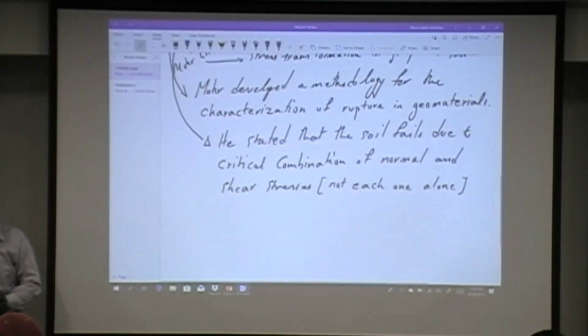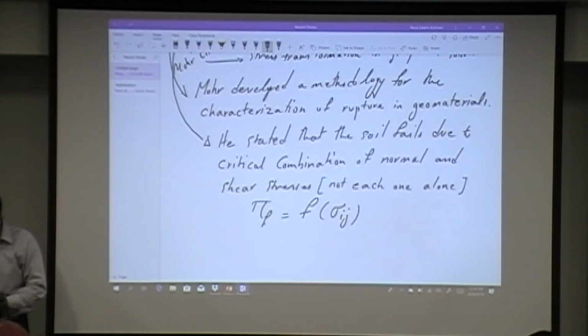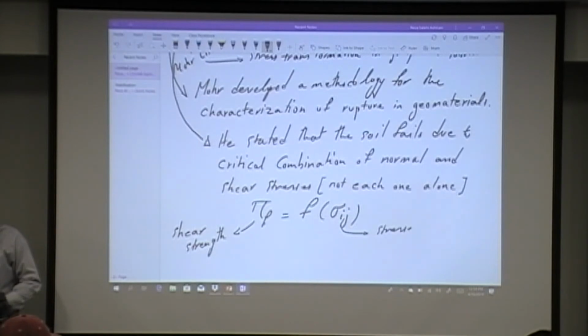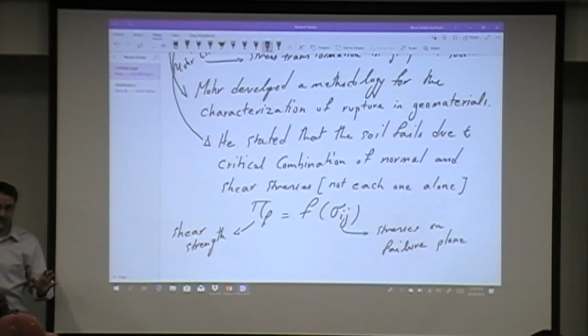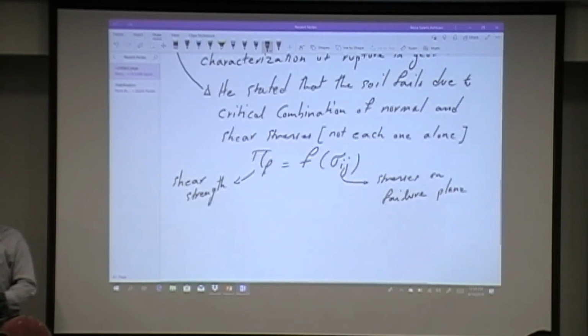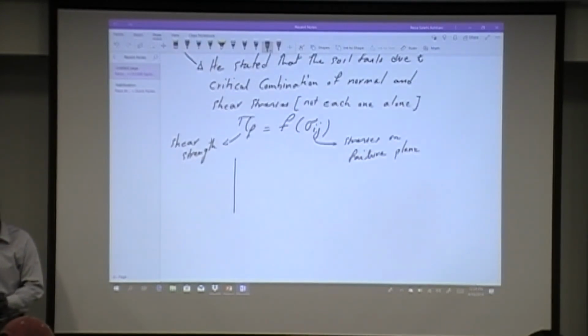So essentially he said that tau sub f, which is the shear strength of soil, is a function of the stresses that we have, or stresses on the failure plane. What was the failure plane? The plane on which the magnitude of the stresses is higher than the strength of the material. Right? So what does this equation look like?